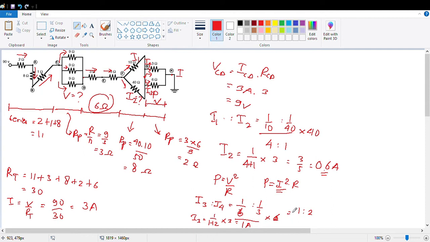After that, how to find the power? We use this formula: 1 square times 6. We get 6 watts.